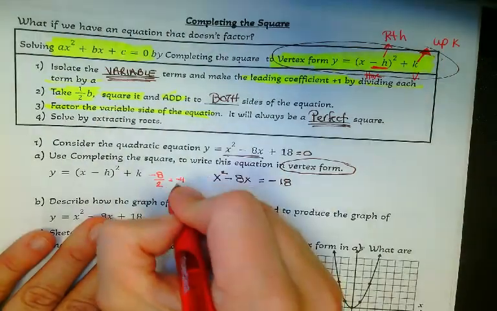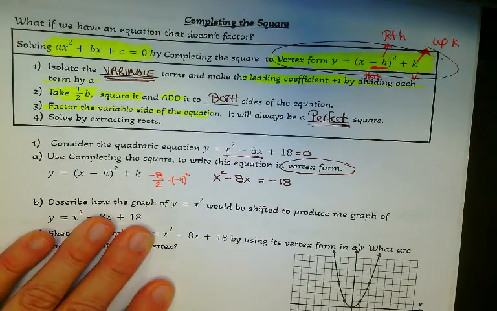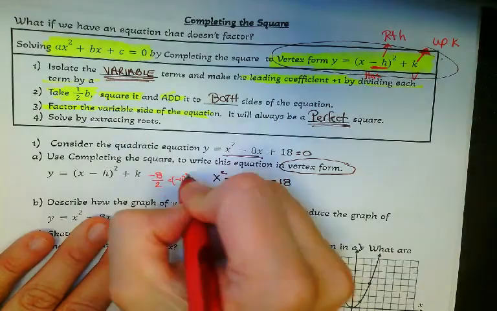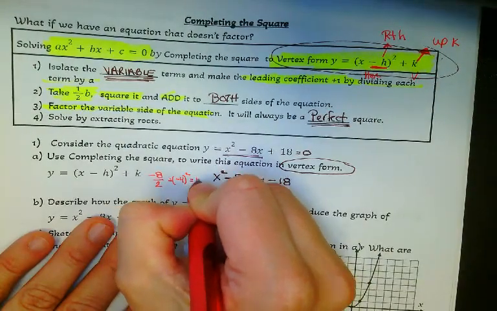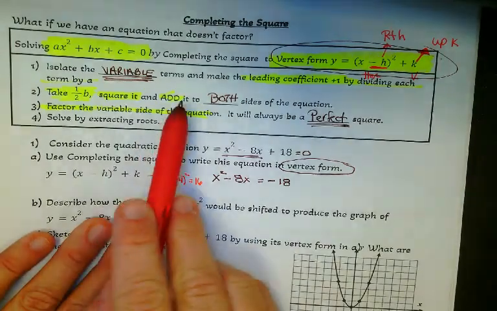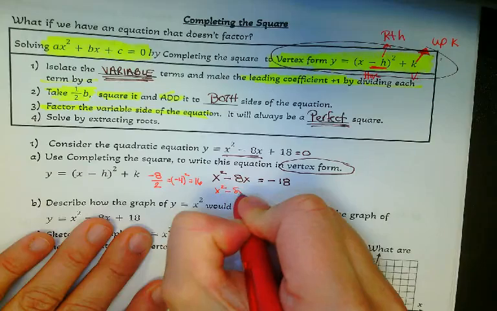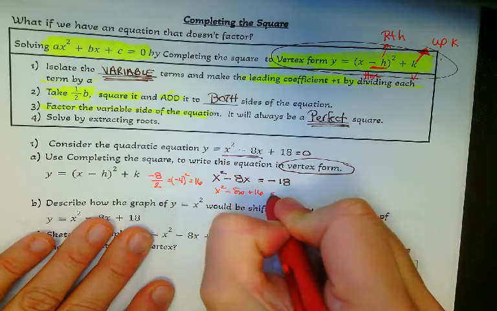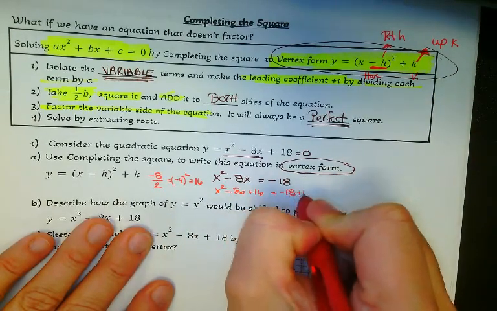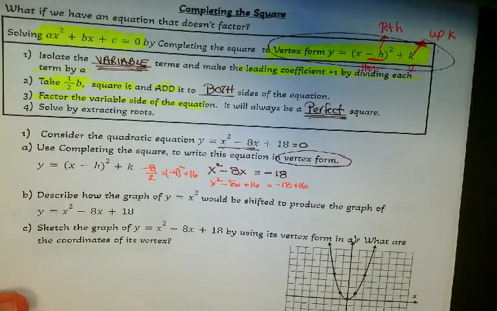Now we have to square it. So now wrap it up and square it. What type of number should we always get? Positive if I square it. So negative 4 squared is equal to 16. Okay, now it says add that to both sides. So it's going to be x squared minus 8x plus 16 equals negative 18 plus 16. So I'm simply adding it to both sides.